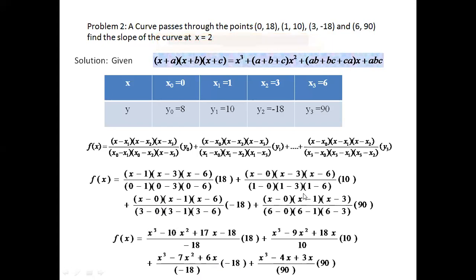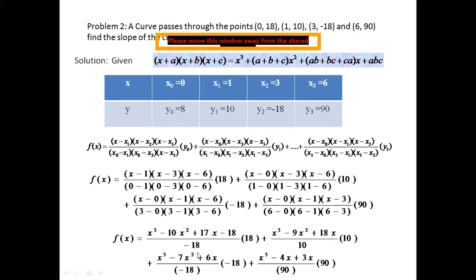Similarly, the last term is the product of these three numbers, so x plus a into x plus b into x plus c. The same formula is used. First we get x cube, then a plus b plus c means minus 9x square. Then ab plus bc plus ca means only this term remains, that is plus 3x, followed by the product of these three numbers, which is 90, divided by 90.